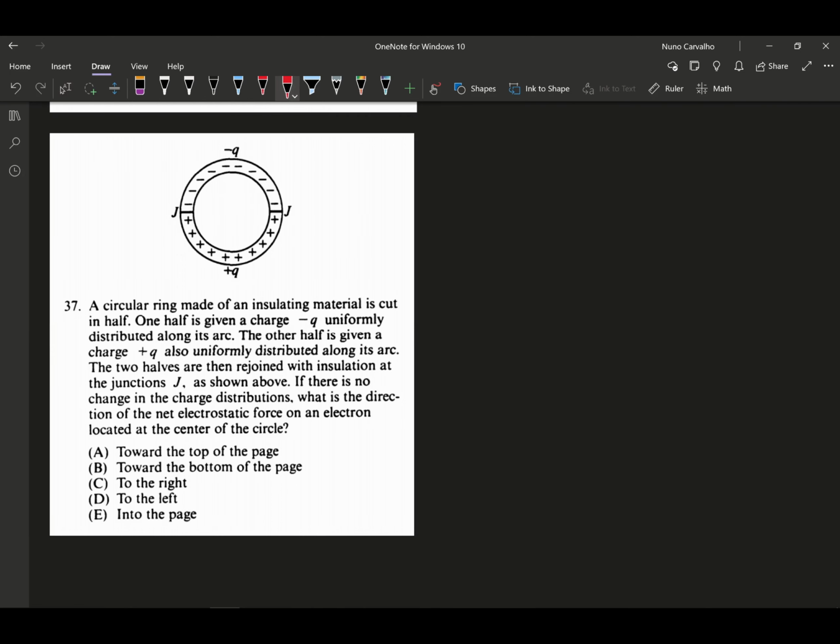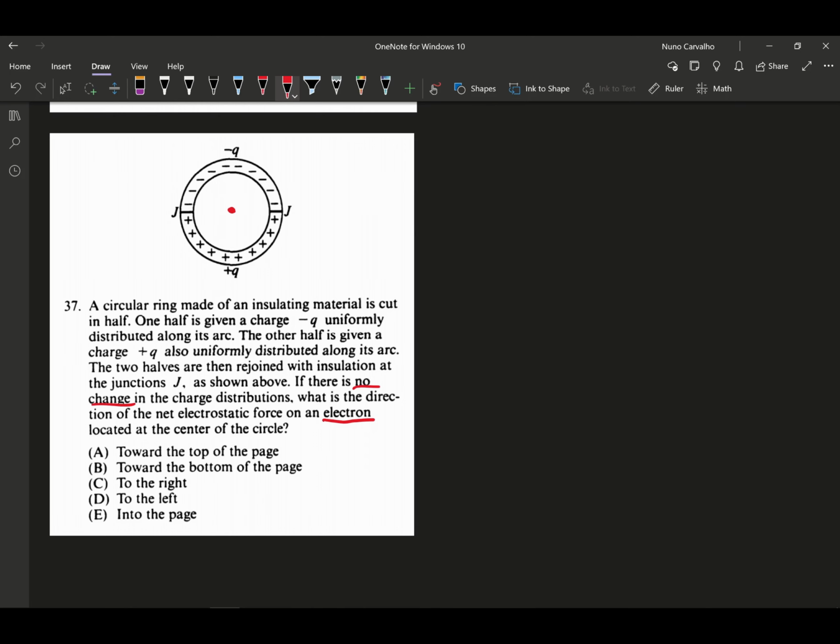So the key words here are that there is no change in the charge distributions, which means the charge distribution we see here stays. And also keep in mind this is an electron, and that's going to be a big deal. So we're told that it's located here at the center, so around there or so. And then we have to be thinking about these tiny charges all along this ring, what type of electric field vector would they be creating on the center?